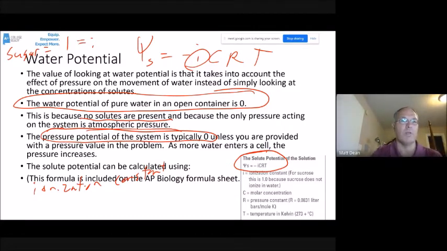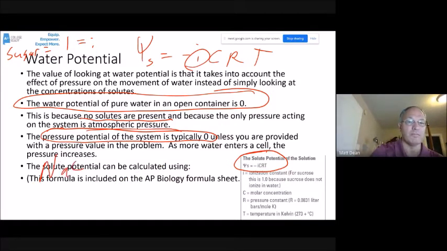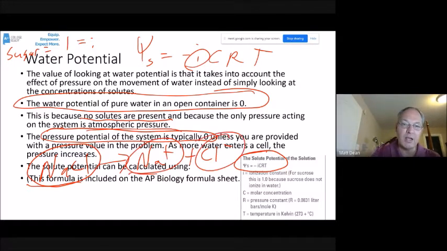you're talking about. The other kind of solute you're going to deal with, though, in AP Bio are salts. When salts dissolve in water, they break up into their individual ions. For example, the most common salt, sodium chloride. When it dissolves, it breaks up into sodium ions and chloride ions. The important thing to know, though, is that one formula unit of NaCl breaks up into two formula units of ions, or 2 moles of ions. So i for sodium chloride is 2, because one of these breaks up into 2 different ions.